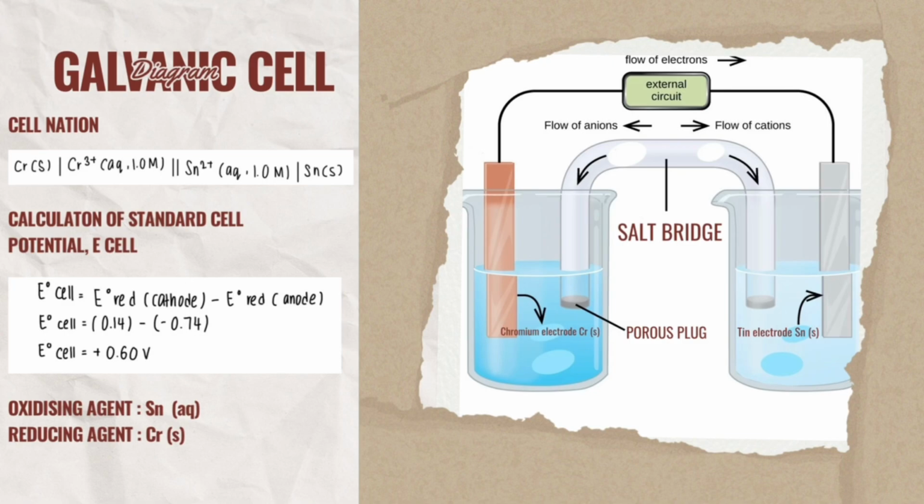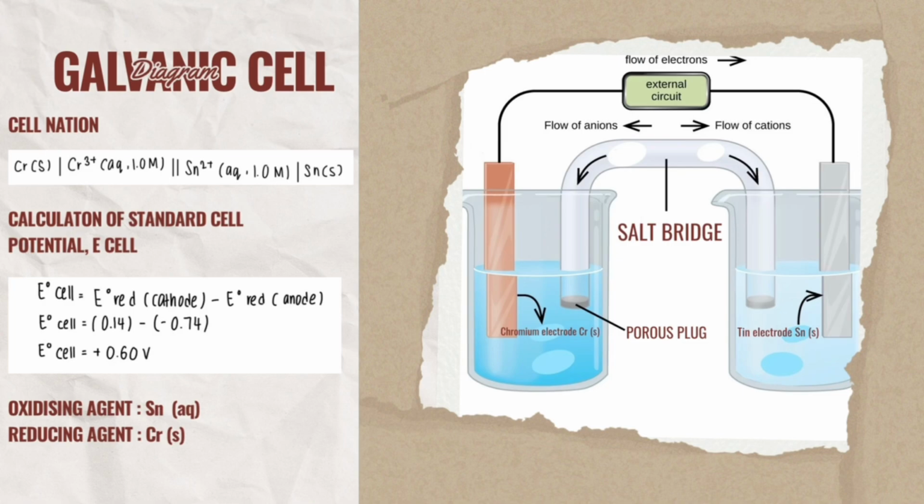The standard cell potential is calculated using the formula E°cell equals E°cathode minus E°anode. By substituting the values, the standard cell potential is negative 0.14 volts minus negative 0.74 volts, which gives a value of positive 0.60 volts. Since the standard cell potential is positive, the reaction is spontaneous.